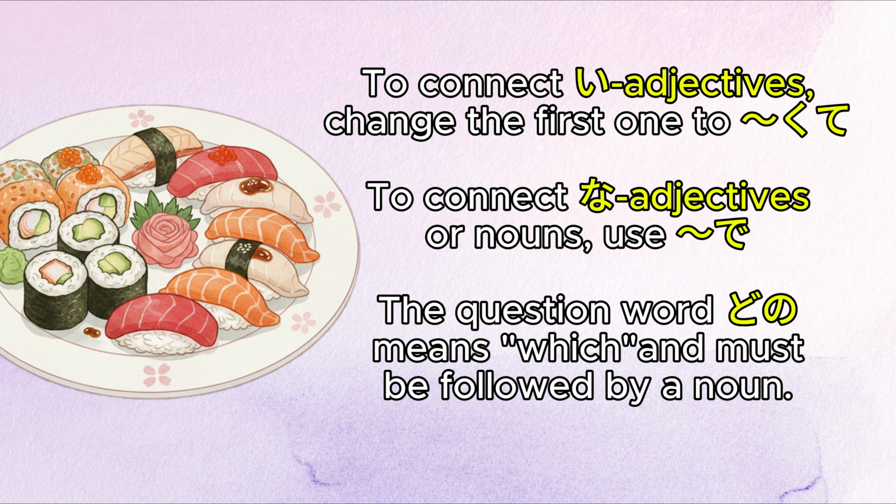To connect I-adjectives, change the first one to くて. To connect not-adjectives or nouns, use de. The question word どの means which and must be followed by a noun. Now for our final quiz.